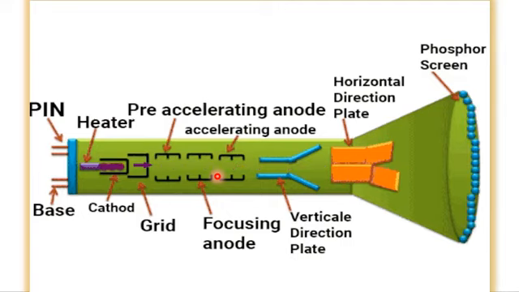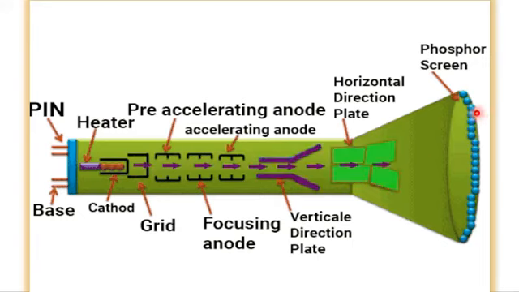So in simple words, dear student, the cathode ray tube or CRT is a device which is used to convert the electrical signals, which are based on current and voltage, into a visual image.